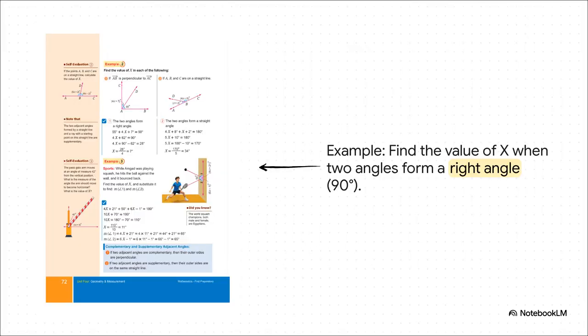And here's how we actually use it. See that little square symbol in the corner? That's the universal sign for a 90-degree angle. That's our clue. It means we can set up an equation. The first angle plus the second angle has to equal 90. From there, it's just a little bit of algebra to find x.